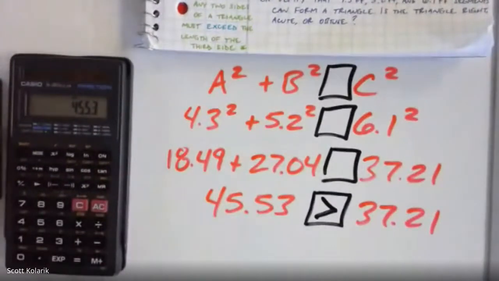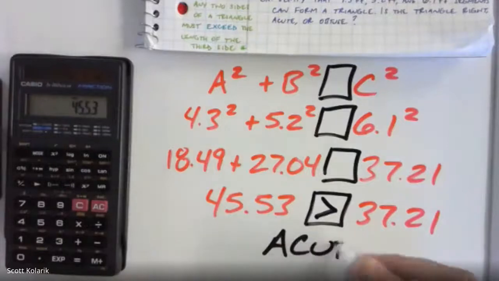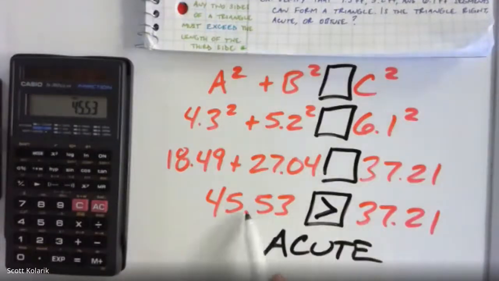So yes, these three lengths do make a triangle. That triangle would have to be an acute triangle because A squared plus B squared was bigger than C squared. All right, but that's how we can use the Pythagorean theorem in multiple different ways. That will conclude our section 1 notes, so I'll go ahead and stop recording right there.